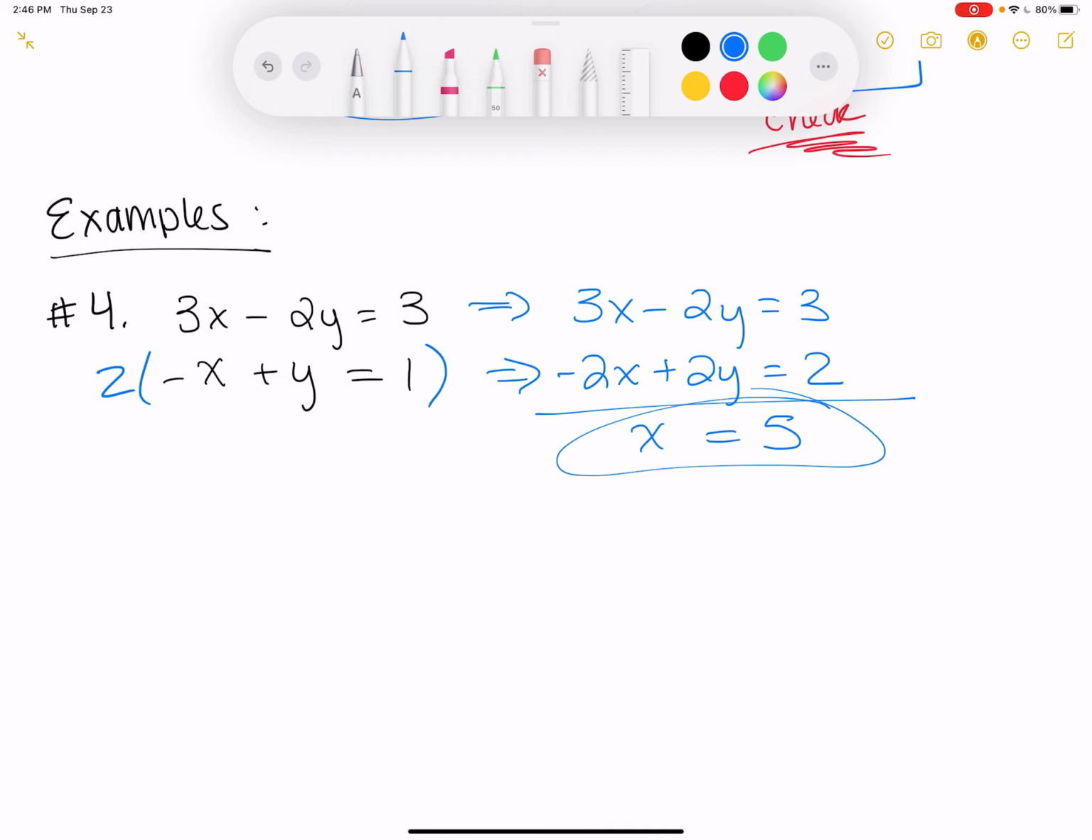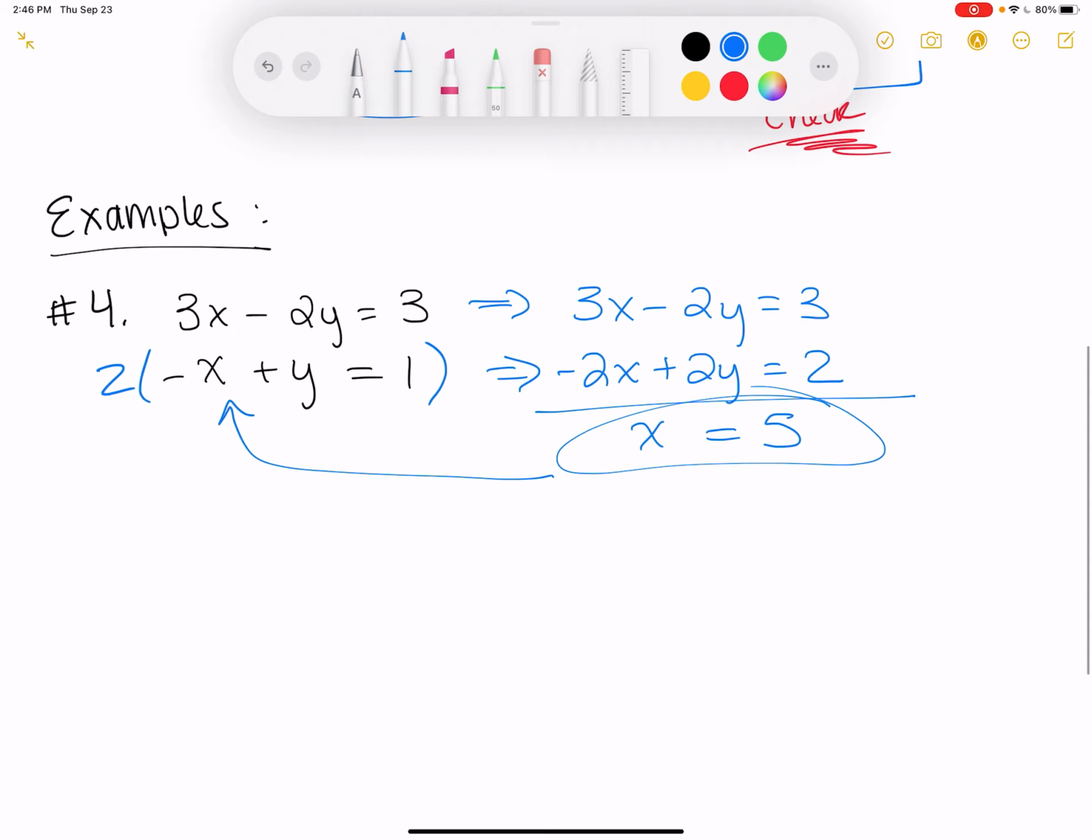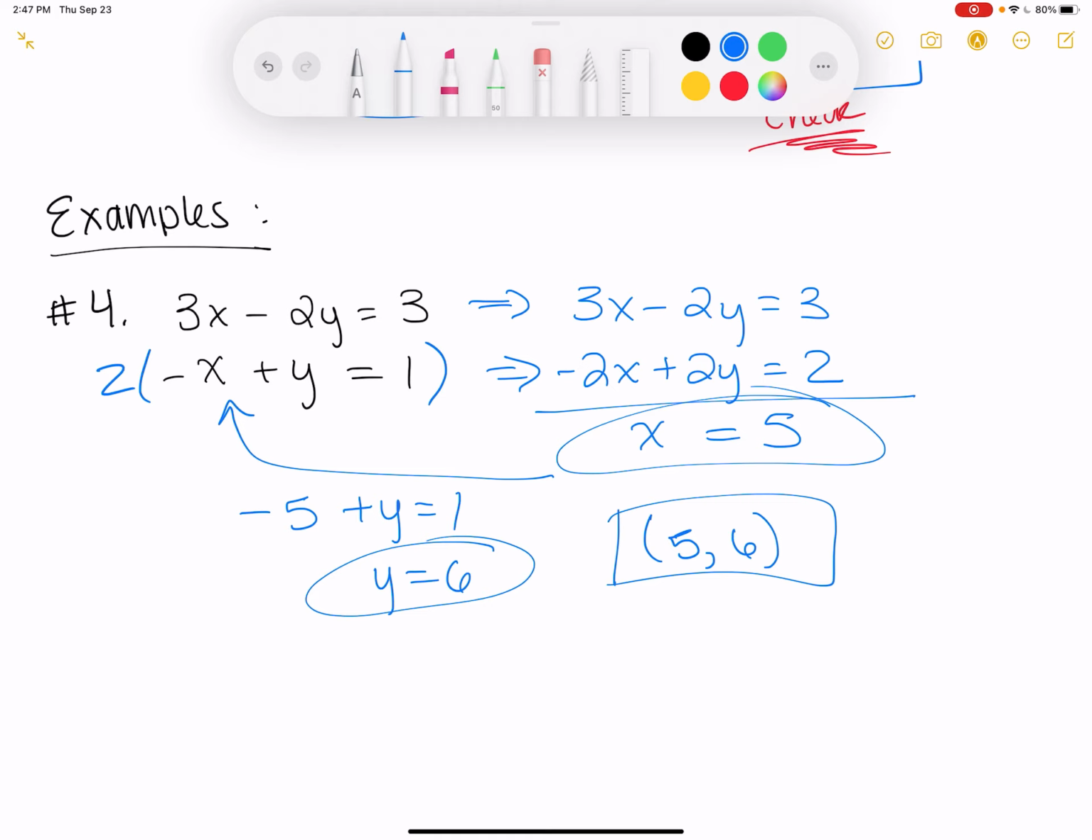And then now this is where, again, it doesn't matter which equation you pick to plug it back into. My recommendation is pick the easier one. In my opinion, this one is the easier one. Use the original. So negative x, which is 5, so negative 5 plus y equals 1. Add the 5 over, y is equal to 6. So the ordered pair is 5, 6. Not too bad.